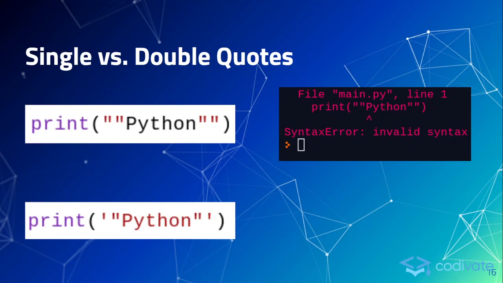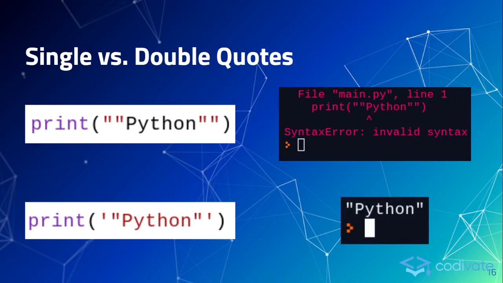And in this case, if we use single quotes for the main string, it would actually work. And we have this output with the double quotes and then Python inside. Again, as I'm going through these examples, it's a good idea to be typing these into REPL just so you can follow along.